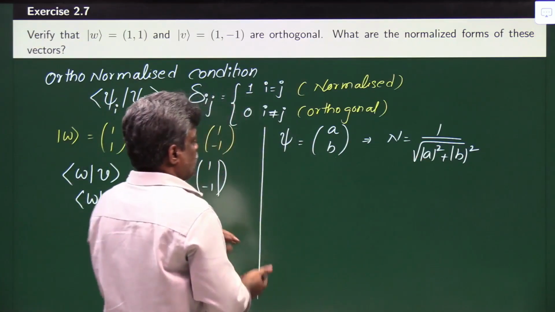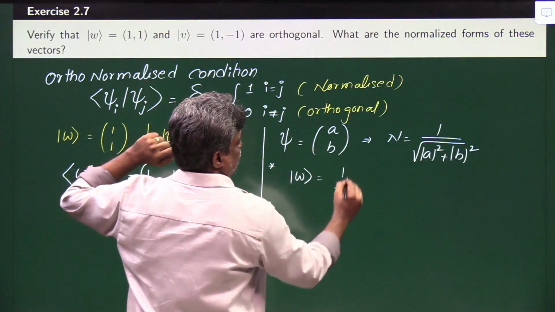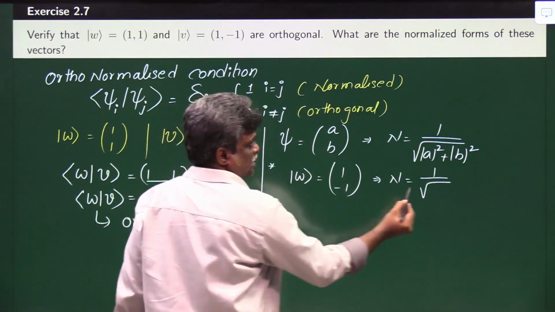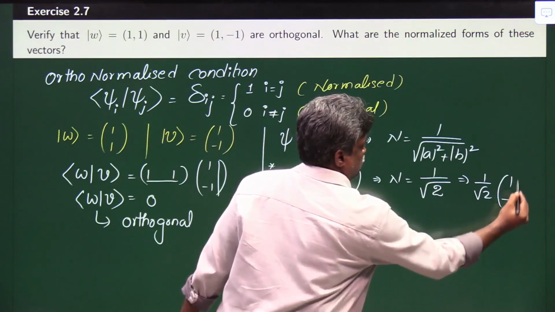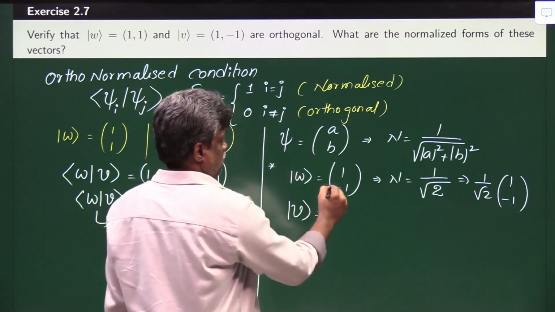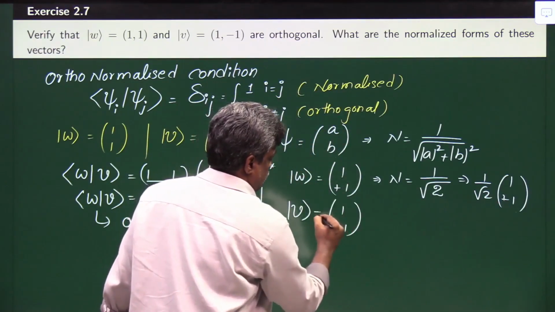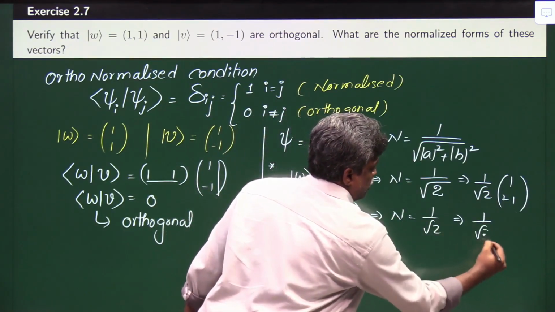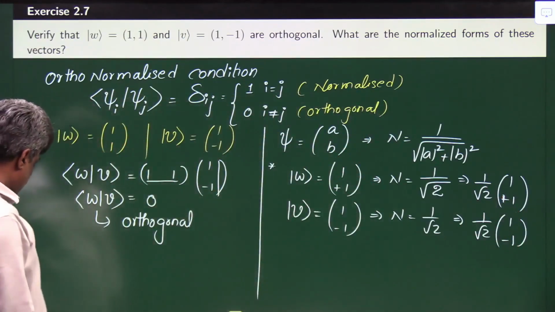So by using this, I can take W, which is (1, 1). Its normalization constant is 1 over the square root of 1 squared plus 1 squared. This is 2, so the normalized form is 1 over root 2 times (1, 1). And similarly here, V, which is (1, minus 1), the normalization constant is again 1 over root 2, so it is 1 over root 2 times (1, minus 1). That's it.